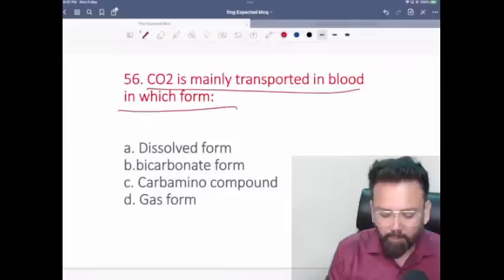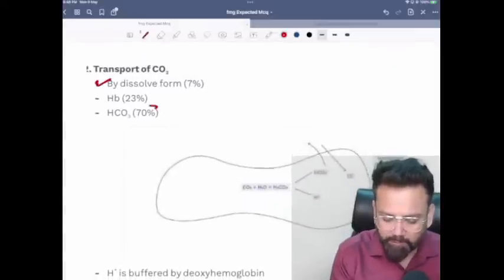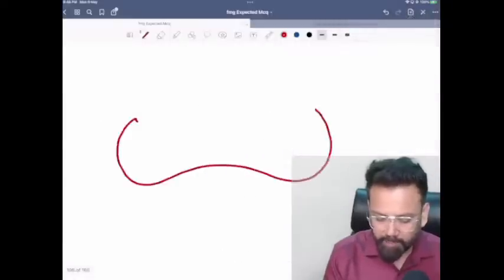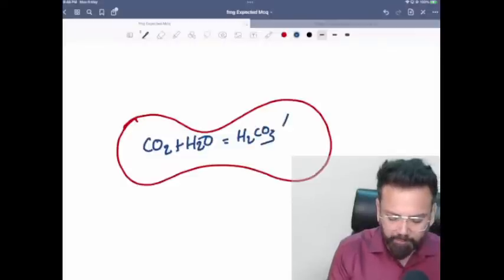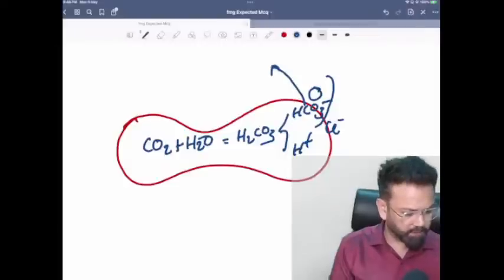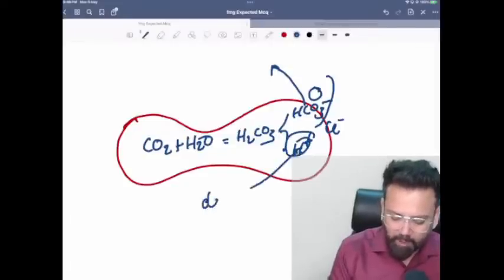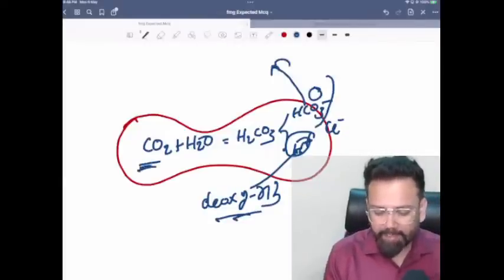Carbon dioxide is mainly transported in the form of what? Bicarbonate form. Maximum transport is in the form of bicarbonate. Let me make this diagram for you. This is your RBC. Carbon dioxide will combine with water to form H2CO3, which breaks down into bicarbonate and H plus. Now this bicarbonate will go in exchange for chloride. This H plus will be buffered by deoxyhemoglobin. So maximum transport of carbon dioxide is by bicarbonate. Next question.